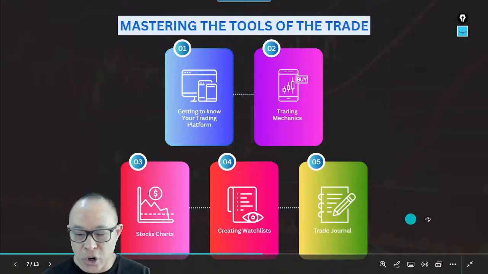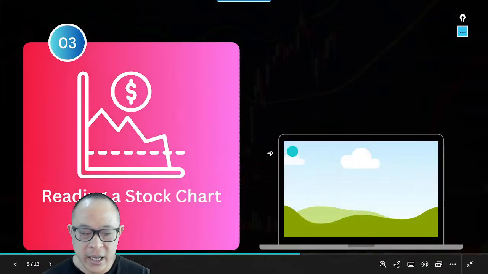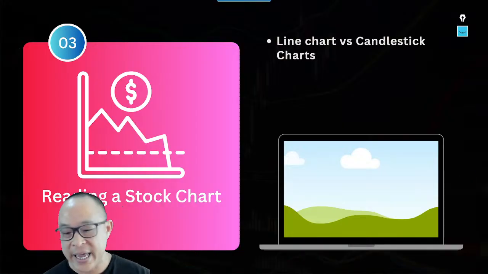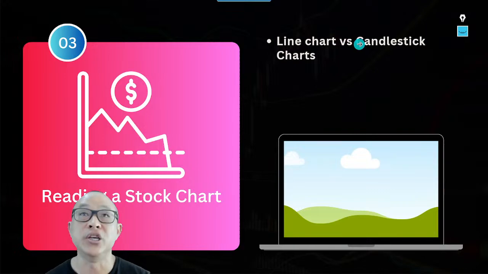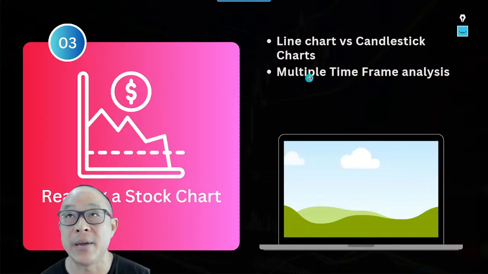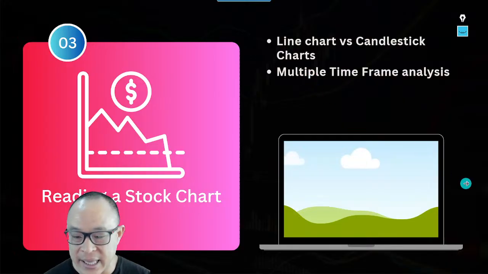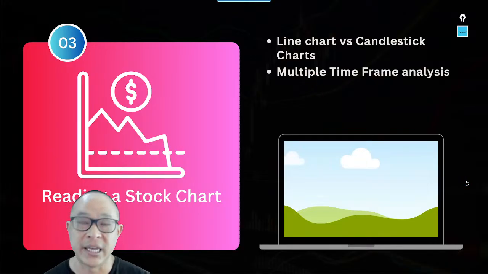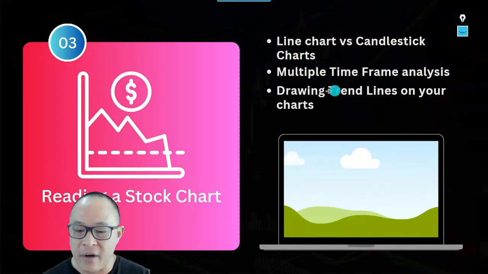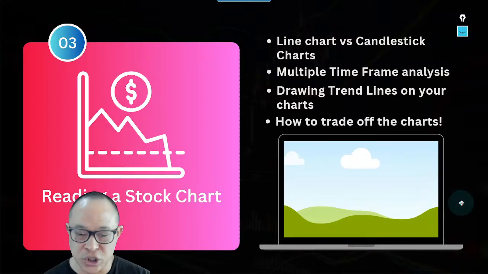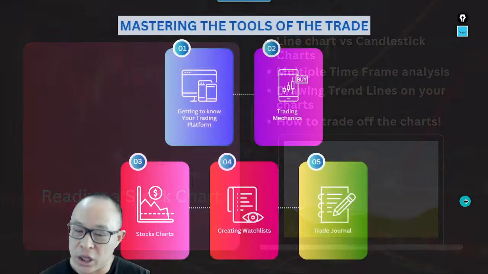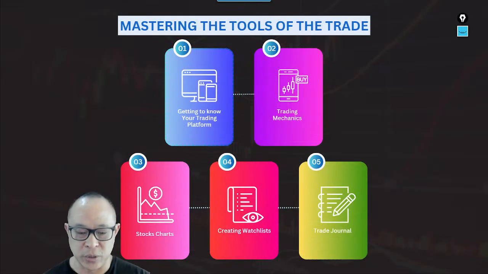And then third, how to read a stock chart, right? Reading a stock chart is very important. Am I going to use a line chart versus a candlestick chart? Of course, professionals are going to use candlestick charts because they give you the most information. How do you do multiple time frame analysis, like looking at a 5-minute chart, a daily chart, a 6-month chart, and then zooming in? And then, of course, how to draw trend lines like I just showed you earlier. And then how do you trade off of the charts if you want to just look at your charts and say this is a good entry point.